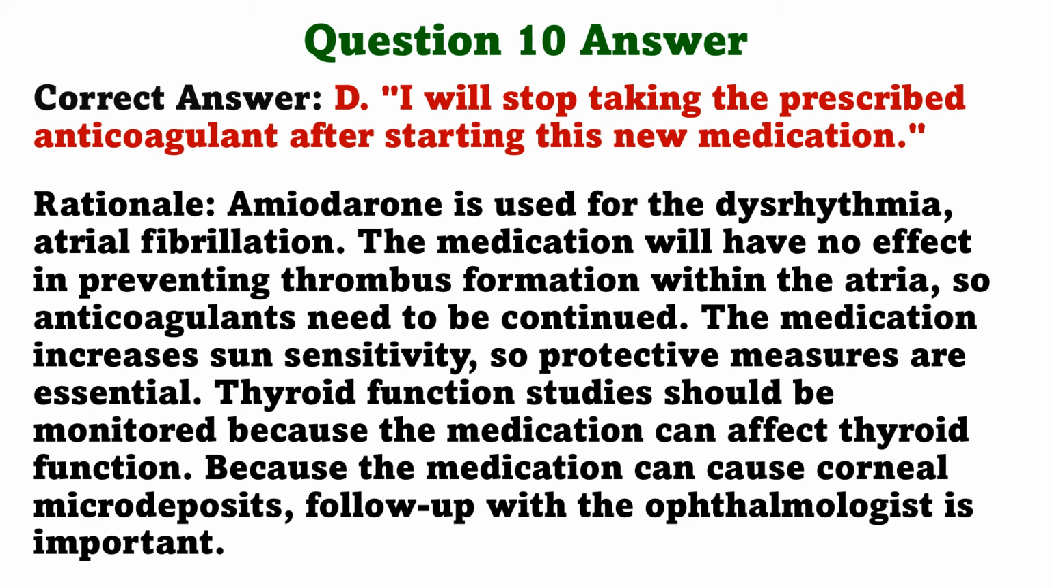I will stop taking the prescribed anticoagulant after starting this new medication. Rationale: amiodarone is used for the dysrhythmia, atrial fibrillation. The medication will have no effect in preventing thrombus formation within the atria, so anticoagulants need to be continued. The medication increases sun sensitivity, so protective measures are essential. Thyroid function studies should be monitored because the medication can affect thyroid function. Because the medication can cause corneal microdeposits, follow-up with the ophthalmologist is important.